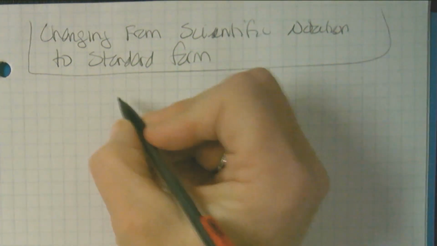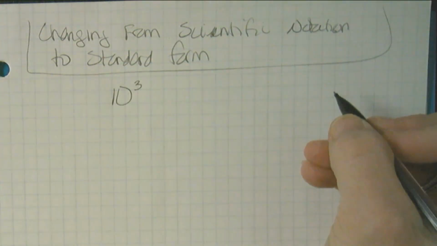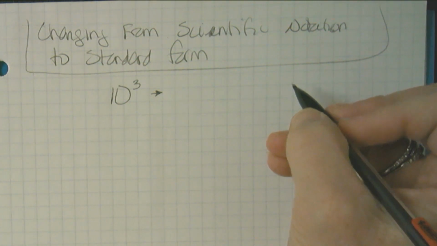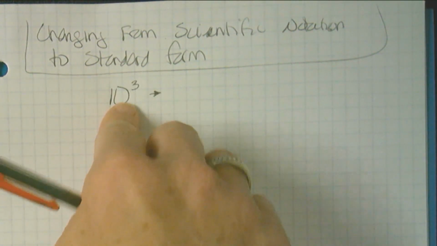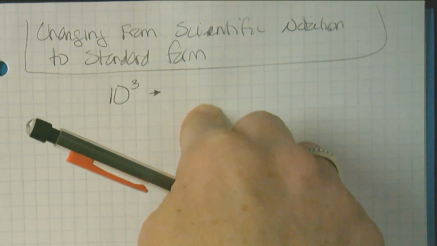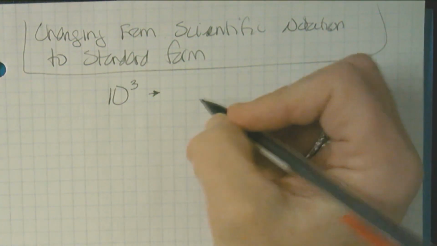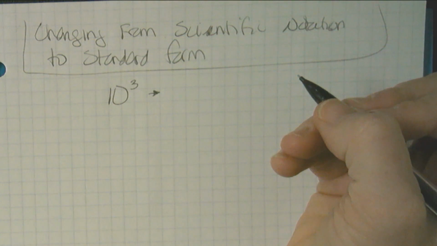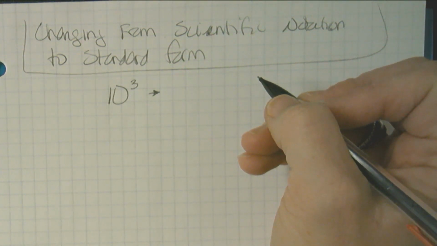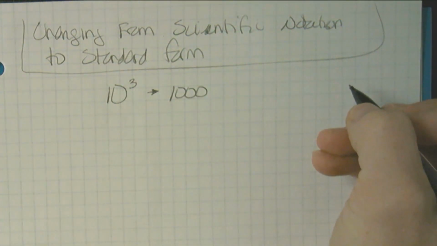So if I write 10 to the 3rd power, what does 10 to the 3rd power mean? Like if I threw 10 to the 3rd power at a calculator, what would I get? Molly? What would I get? Well, yeah, if I threw 10 to the 3rd in a calculator, what would I get? Sarah? 1,000. How many of you guys agree with that?